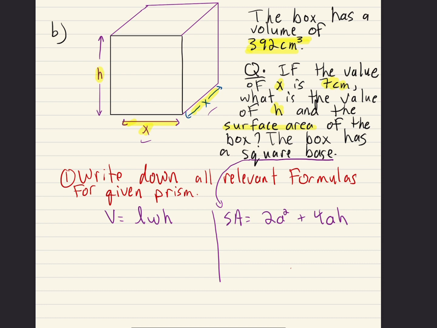And again, all these formulas would be given to you in the final exam. Whatever formula is made available to you on the formula sheet, those are the only shapes that you're going to deal with. So a here refers to the base edge, so that would be the x's. What we're going to do is rewrite that surface area formula and just put x's instead of a since we're given x. So 2x squared plus 4xh.